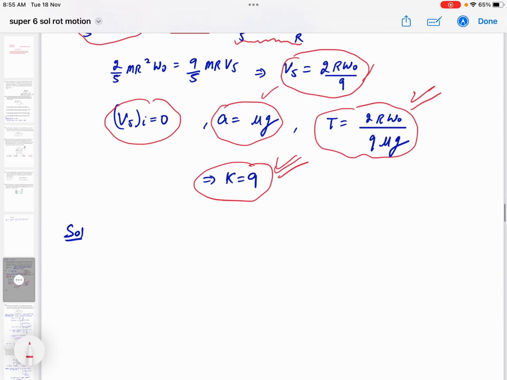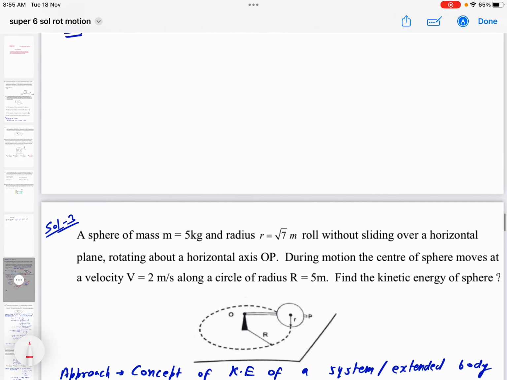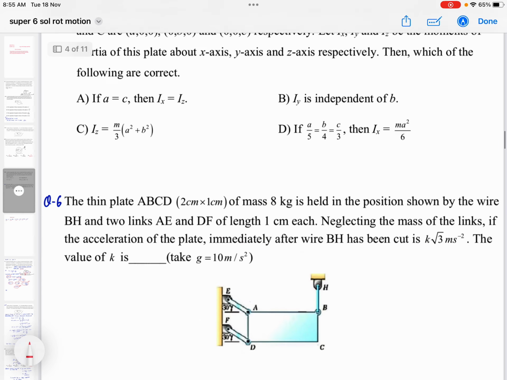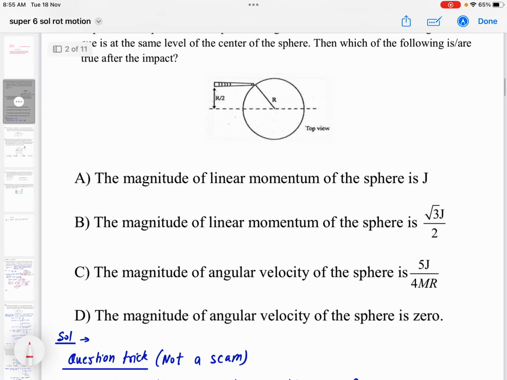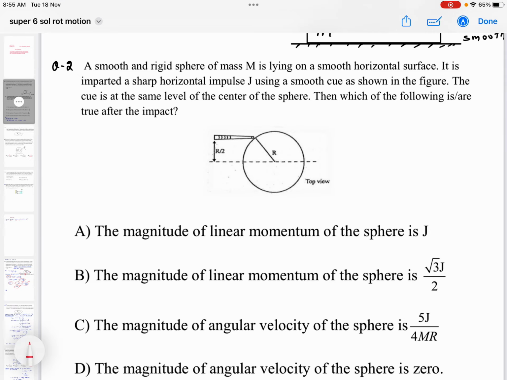Okay, now next question. Question number 2 was a very tricky question. Students sometimes say it's a scam, but it's a question trick. There's a difference between a question trick and a scam, right? So it's not a scam. Here you need to read the question properly.